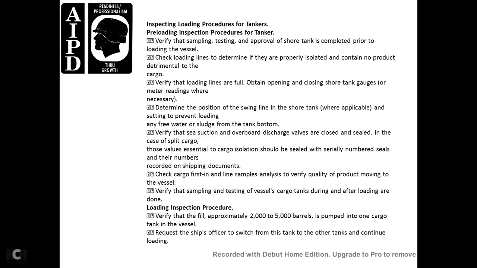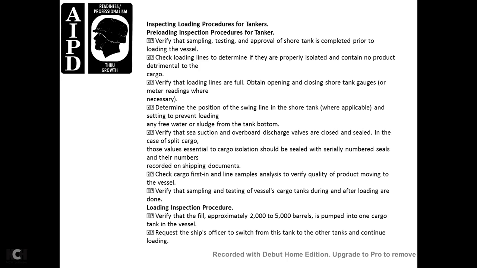Verify sampling, testing, and approval of the shore tank completed prior to loading to the vessel. Check loading lines and determine if they are properly isolated and contain no product detrimental to the cargo. Verify loading lines, obtain opening and closing gauge of the shore tank. Gauge the monitoring ratings where necessary. Determine the position of the swing line of the shore tank where applicable, preventing loading any water or sludge from the tank bottom. Verify the sea suction and overboard discharge valve is closed and sealed in case of spill of the cargo. Those valves essential to the cargo installation shall be sealed with serial number seals, with their numbers recorded with the shipping documents.